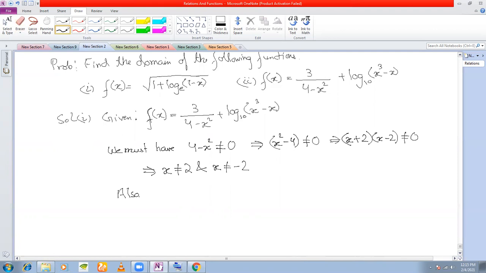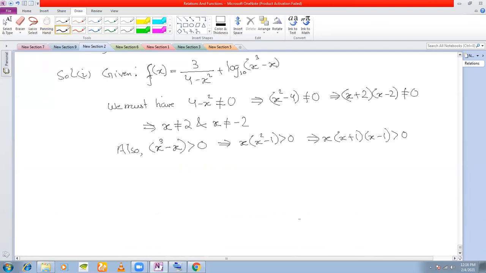What is the next restriction? The next restriction is for the log, that the log of any number should be a positive number, right? Whatever you are taking the log of, that should be positive. That means you must have x into x square minus 1 as positive. That means x into x plus 1 into x minus 1 must be positive. Now, if you remember from your quadratic inequalities, if you have this kind of an inequality where you have three factors, x, x plus 1, and x minus 1, then what are the values that x can take?